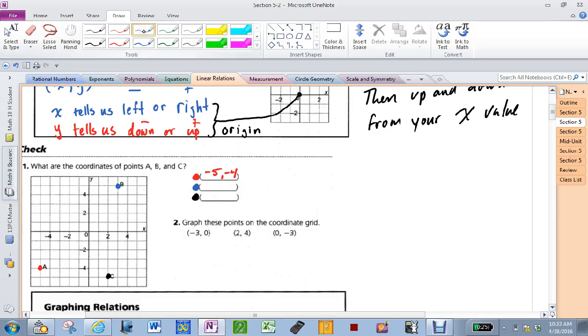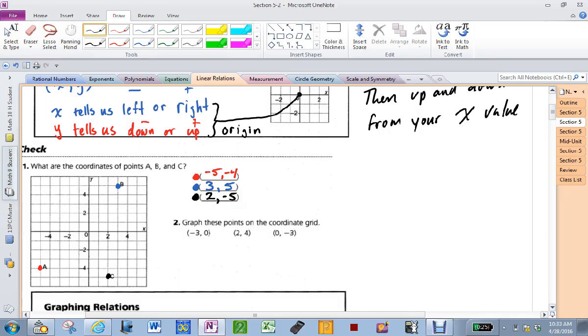Who would like to do the blue one? Karina. It's 3, 5. You start at 0. You do your left and right first. So since it was positive 3, and then we go up 5. Who would like to do the black one? Connor. 2, -5. Can everybody read this?